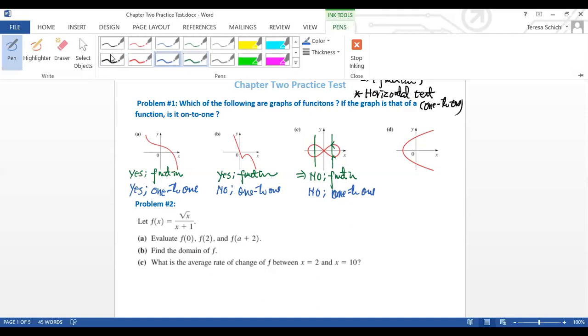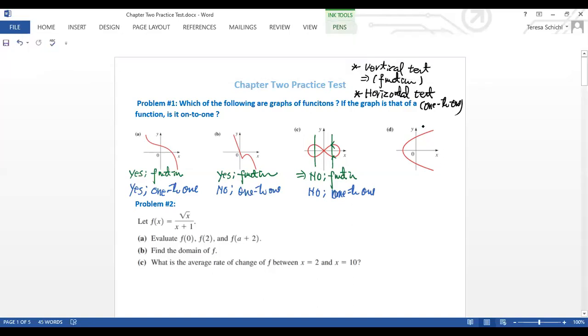Okay, now let's take a look at the last one. Do the vertical line test first. Oh boy, I got two places here. So we say no, this is not a function. And if it's not a function, automatically it's not one-to-one.